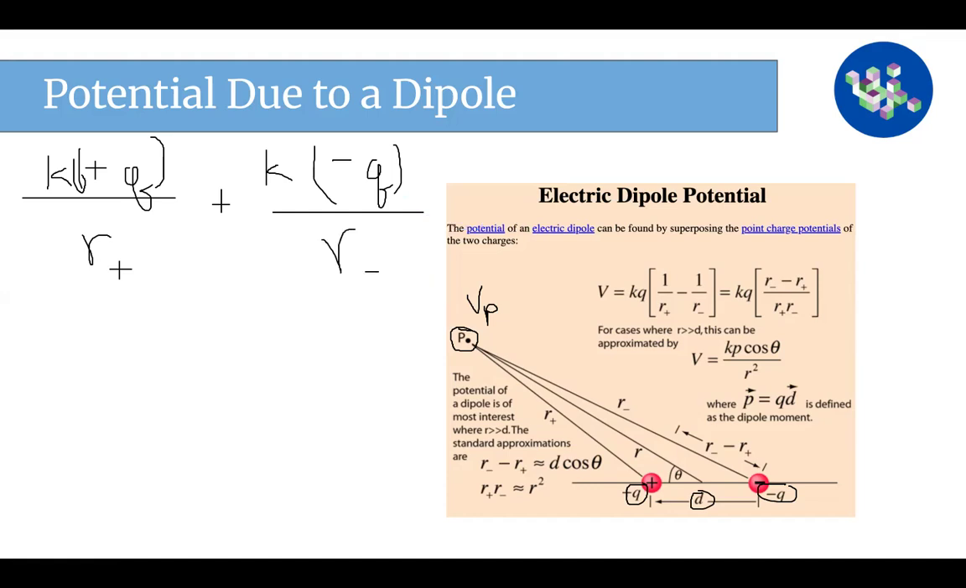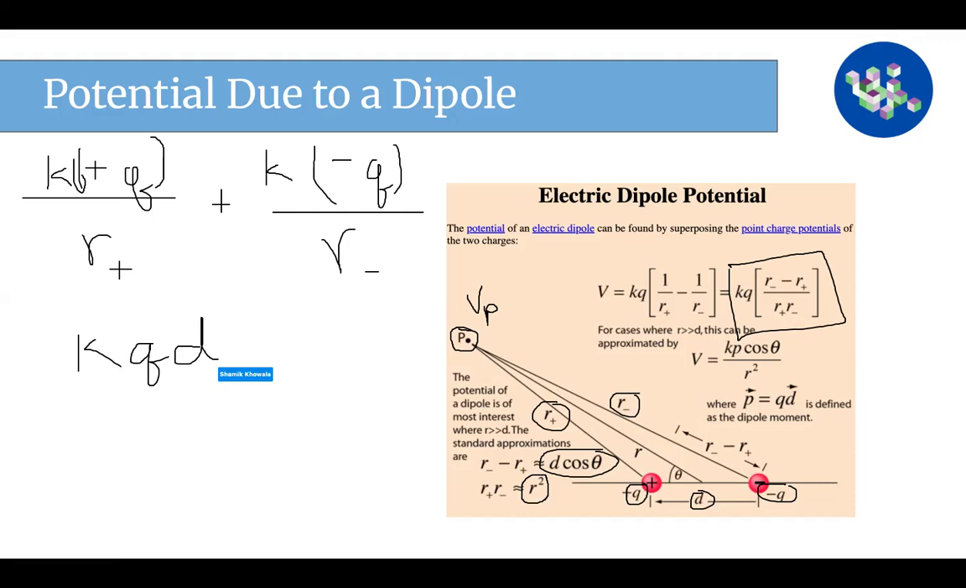So you can simplify to get this. With some math, trigonometry, R minus minus R plus will give you around d cosine theta, and R plus times R minus will give you R squared. So then if you simplify, you'll get K Q d cosine theta over R squared.